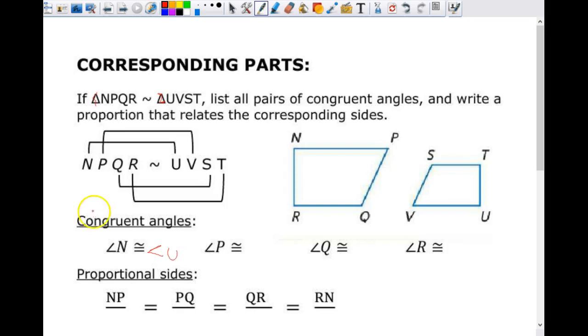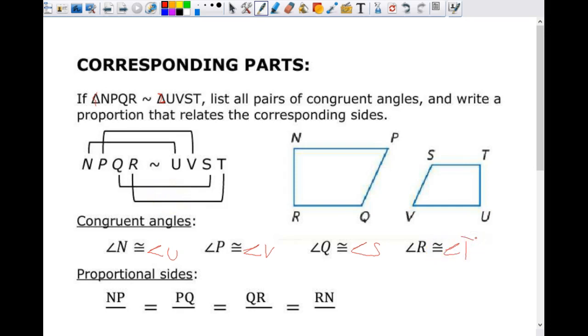P is second in line, so what is second in line in this statement? V. Q is third in line. What is third in line in this one? S. And then R is last in line. What's last in line over here? T.